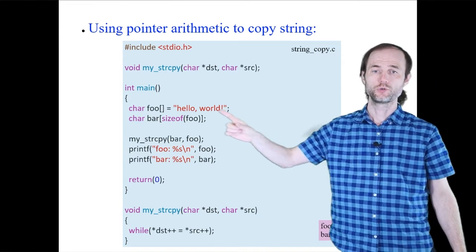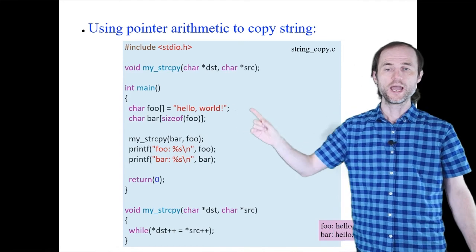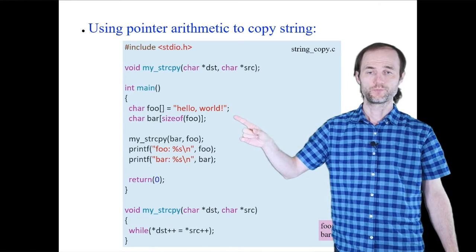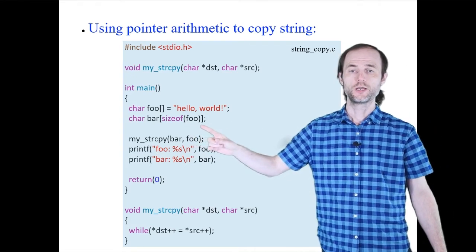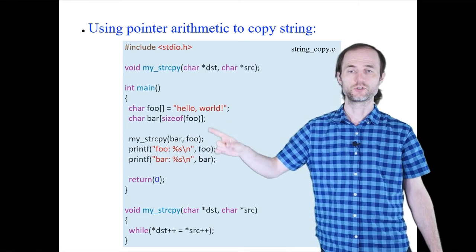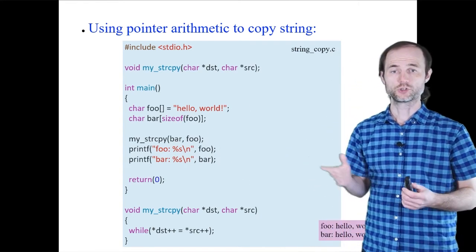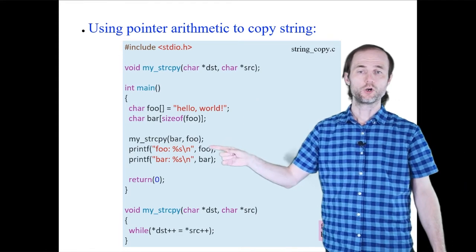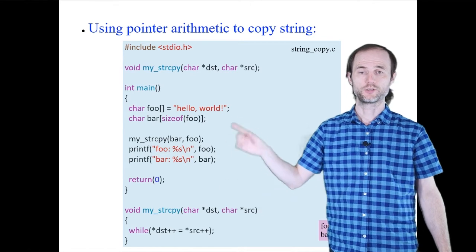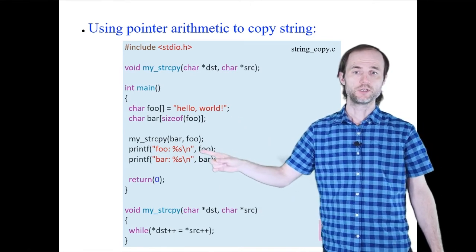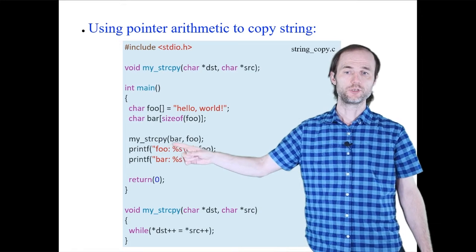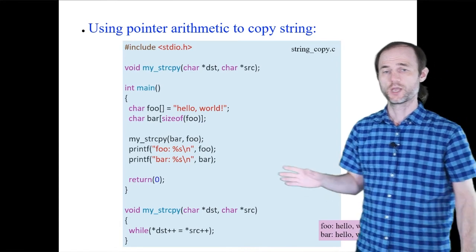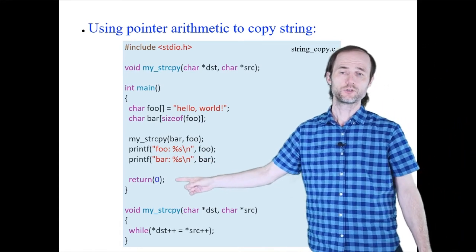We're going to define a string called foo, and we're going to define a string called bar of the same size as foo. Size of foo tells us how many elements foo contains. So this is a convenient way of making sure that we create two arrays of the same exact size. Then we're going to make a call to our function that we will check out in a second that copies the string foo into a string bar, and then prints out both strings to ensure that the copy was successful. And upon the end, it returns a value of 0.